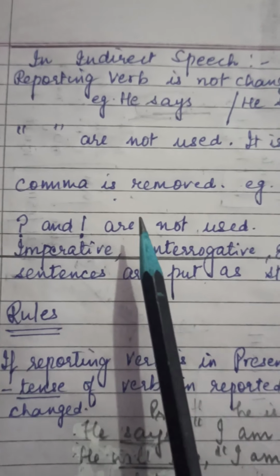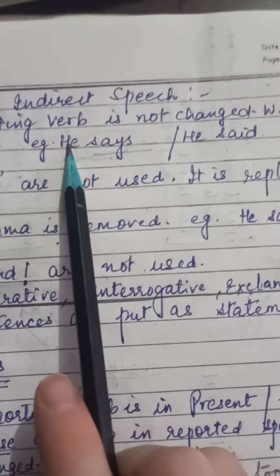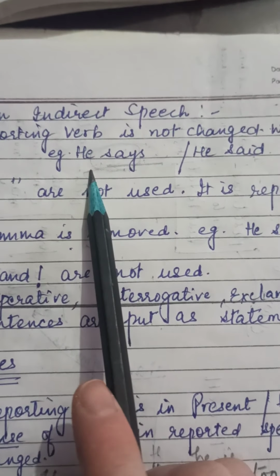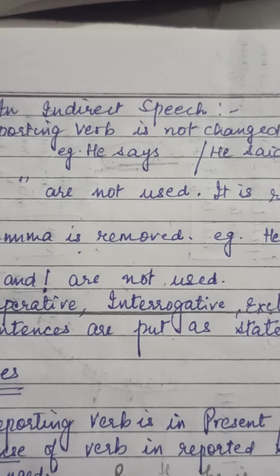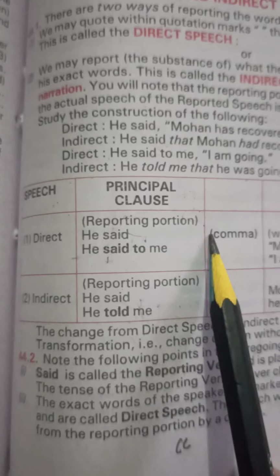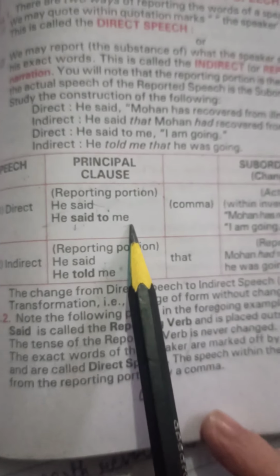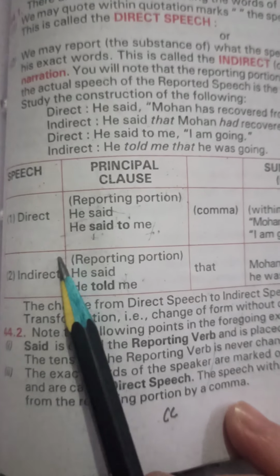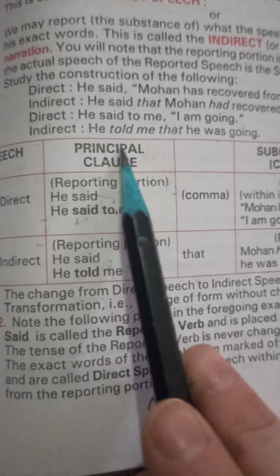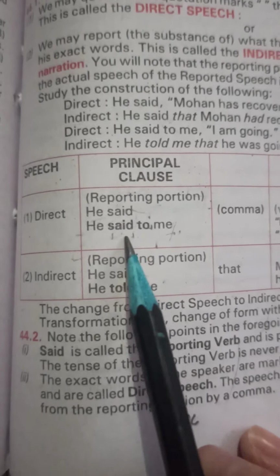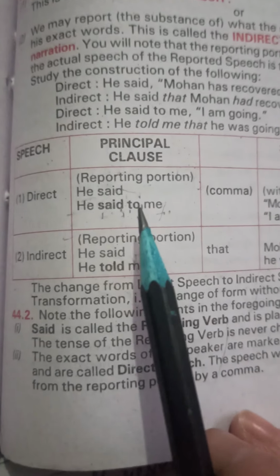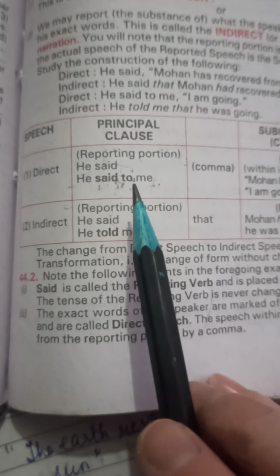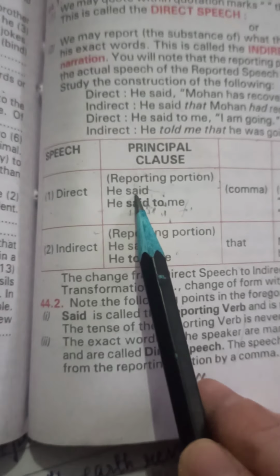Children, when we change a direct speech into indirect speech, a reporting verb is not changed with respect to tense. So what does it mean? That reporting verb is the principal clause. What is the principal clause? You can see in your book this part of a sentence, when it is said, he said or he said to me, which has a comma with it, is called the reporting portion and is also known as the principal clause, as you know very well. So this does not change with respect to tense. It remains the same when you change it into indirect speech. The tense of this verb remains the same.